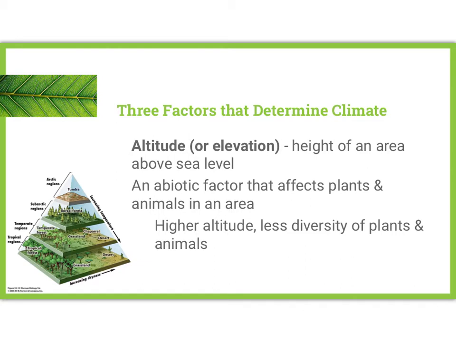The altitude is an abiotic factor that affects plants and animals in the area. When there's a higher altitude, there's less diversity of plants and animals. So we can see here, there's a few different things that they're talking about in this pyramid, but we can see that the higher up we go, the fewer species we have. So a grassland, a forest, a boreal forest, which is more just coniferous or pine trees, and then up to the tundra. So we see less and less diversity just in the plants as we gain altitude.